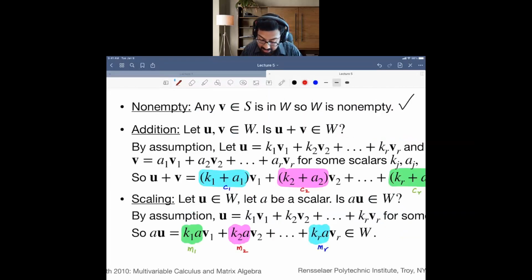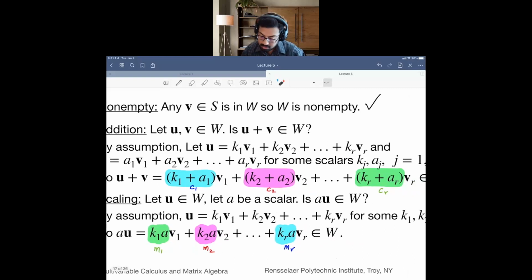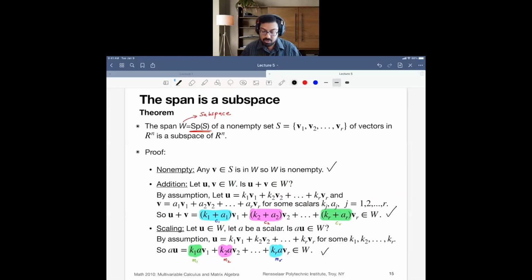So when I did a times u, some scalar multiplied by u, I got another linear combination of the same set of vectors, which means that this is also going to belong to the space that is spanned by the set of vectors. It is belonging to W, so this is also a check. So it is non-empty, it is closed in addition, it is closed in scaling, which goes on to say the span of a set of vectors is going to be a subspace. So we have added one more thing to our list of subspaces.